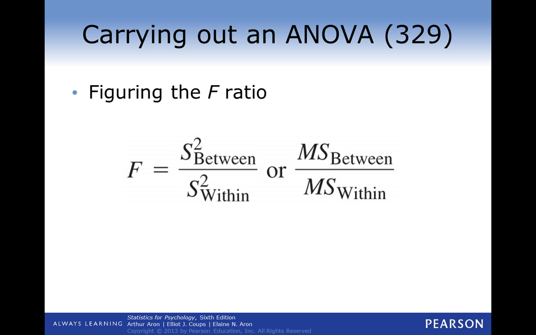The same thing is true for mean square within. We are going to take the information from the within variance, we're going to sum it and we're going to square it. And that's going to give us our ratio.